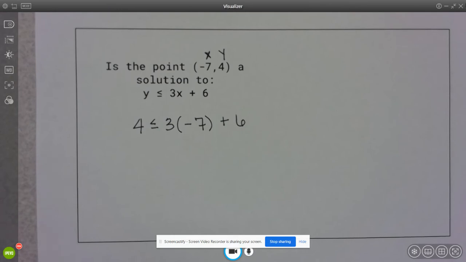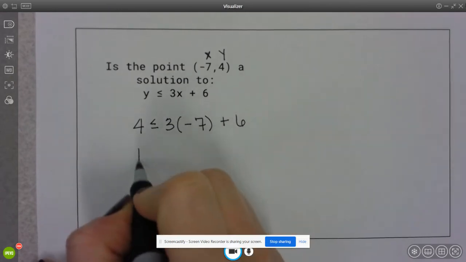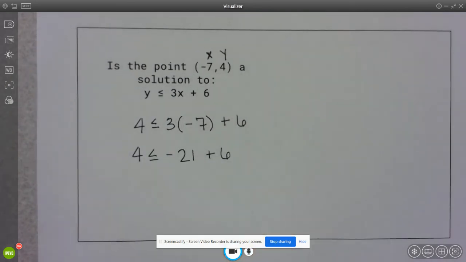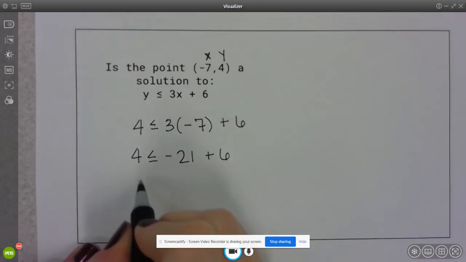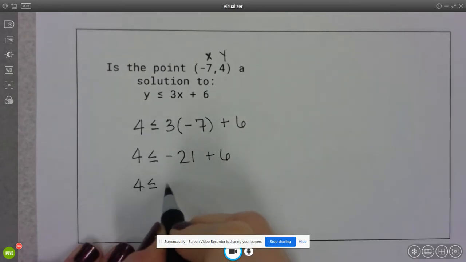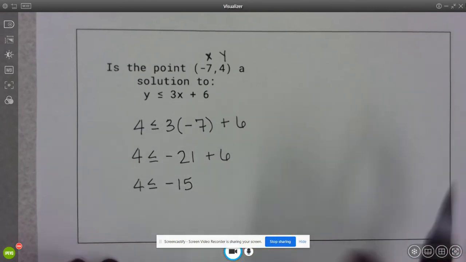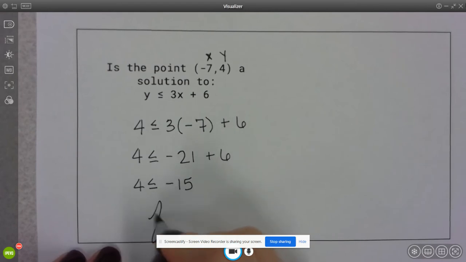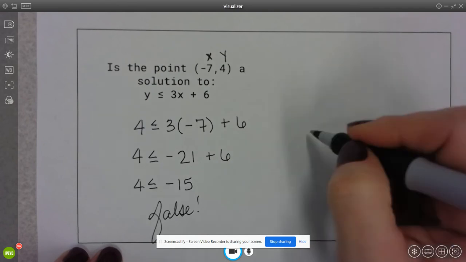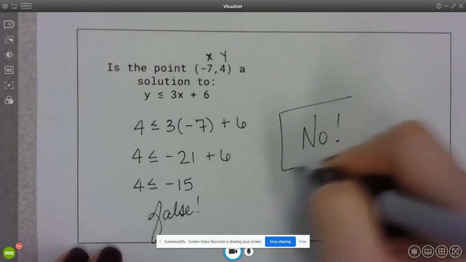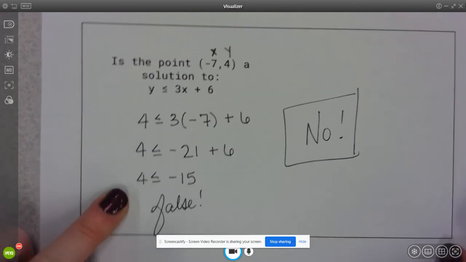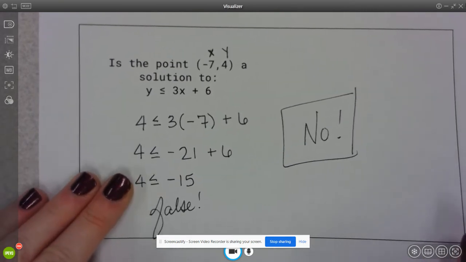So 3 times negative 7 gives us negative 21, and I'm adding 6 to that, so I'm going to get less negative. And now I have a statement that says 4 is less than or equal to negative 15. This is not true. This is false. So my answer would be no, this is not part of the solution because I came up with this false statement here in the end.